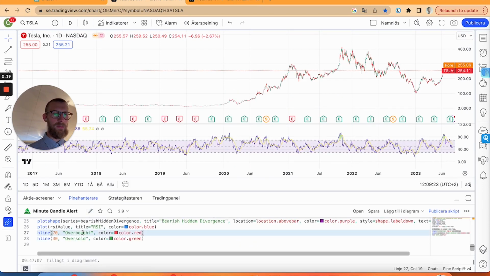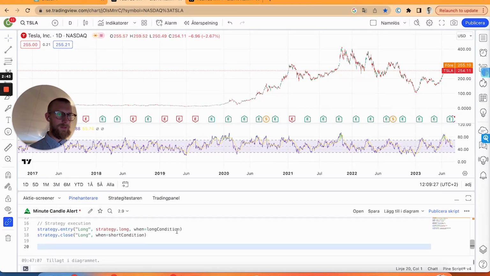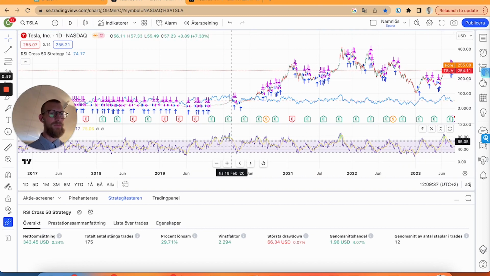So let's go into the Pine editor and paste the script in, add the diagram, and there we go. It worked. So every time the RSI moves below the 50 level, it will sell, and every time it moves above it, it will buy. All right. So what is the result of this then? We can try it.